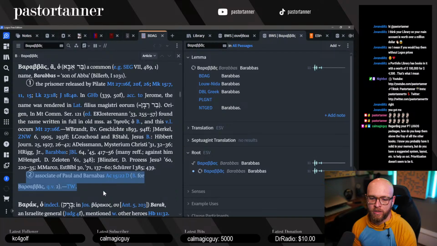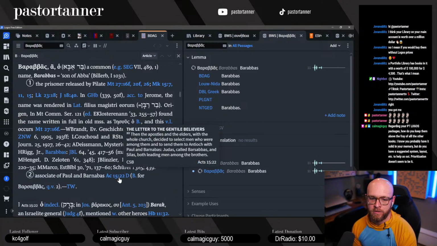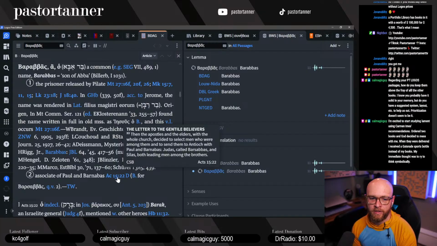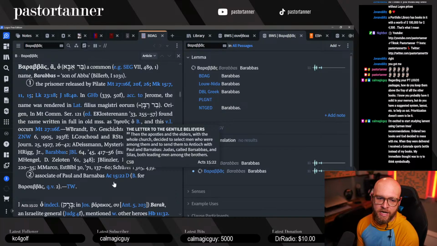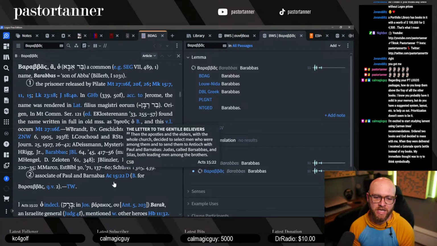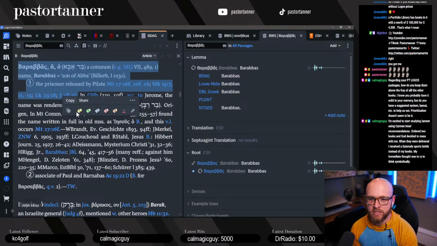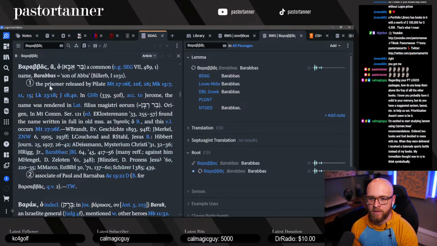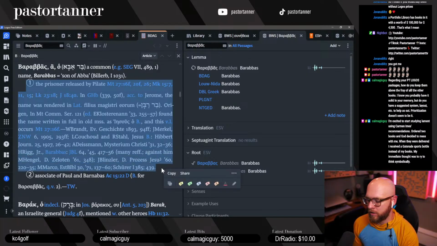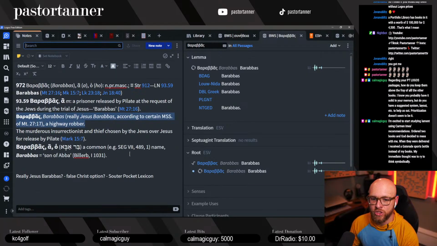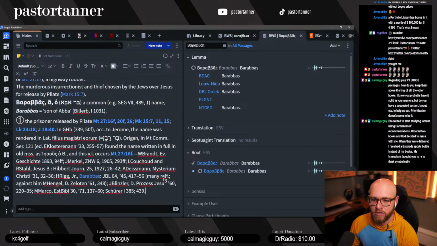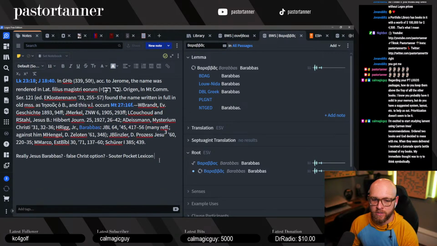And then associate of Paul and Barnabas, Barsabbas, in Acts 15:22. Then the apostles and the elders with the whole church decided to select men from among them and send them to Antioch with Paul and Barnabas: Judas called Barsabbas, and Silas, both leading men among the brothers. So that's not the one we want. This, however, is very fascinating. And this gives us a little more background information on, okay, some manuscripts call him Jesus Barabbas, which is very interesting. So it's not only Souder's Pocket Lexicon, but it's also BDAG that has this information in it.